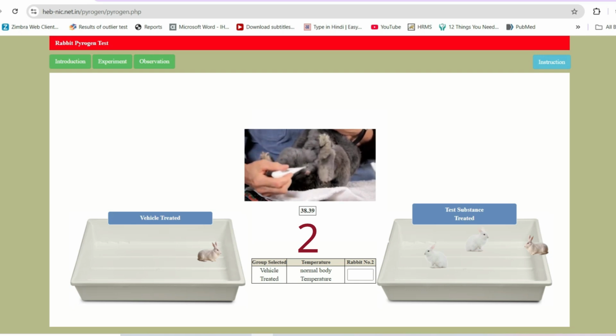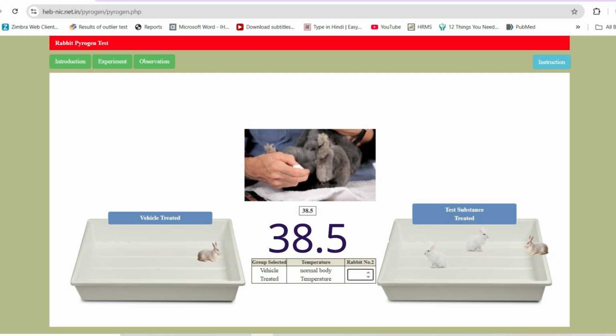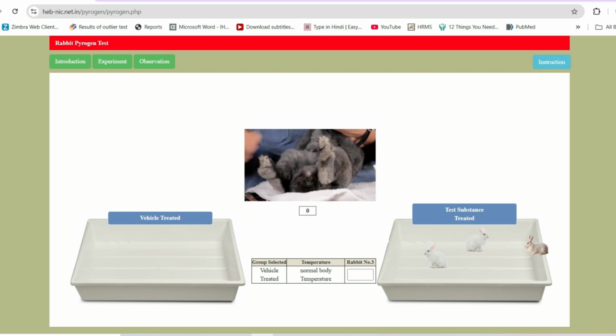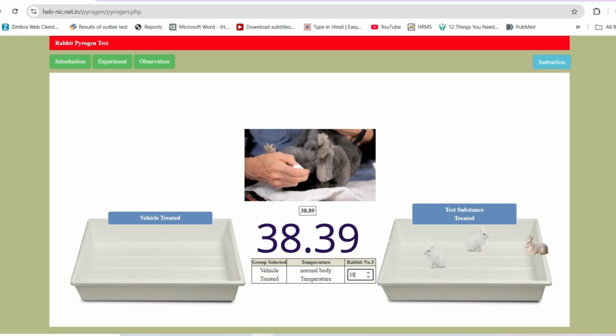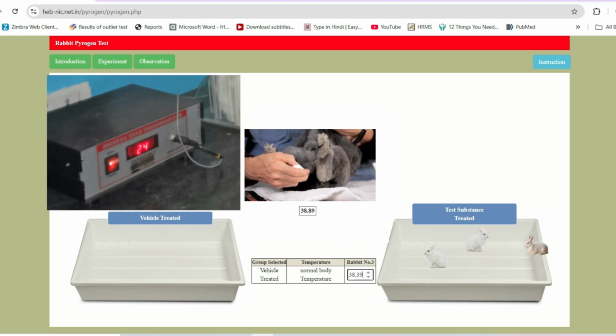Every time you insert this thermometer, you have to sterilize it. Now the second rabbit's reading is 38.5. Now we will select the next animal, and then the last one, vehicle treated. So after sterilization we are inserting the thermometer again. It is 38.39. So you can see the image of the telethermometer. It is quite different from this.